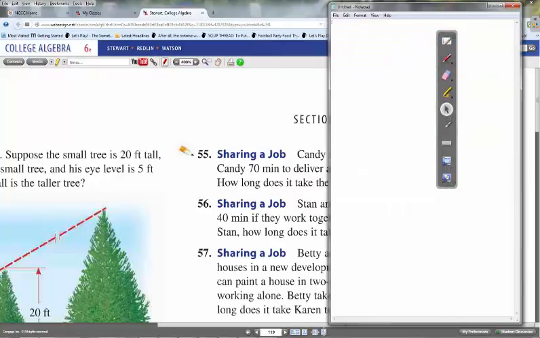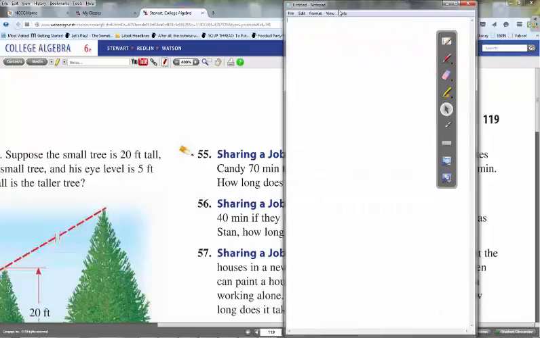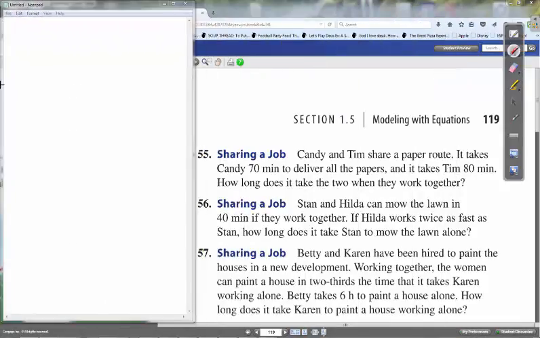Work problems. Work problems are distance, rate, and time problems in disguise. So, on 55 here, sharing a job, Candy and Tim share a paper route. By the way, we're doing distance, rate, and time on these problems. So distance equals rate times time, our old formula. Candy and Tim share a paper route. It takes Candy 70 minutes to deliver all the papers, and it takes Tim 80 minutes. How long does it take the two when they work together?